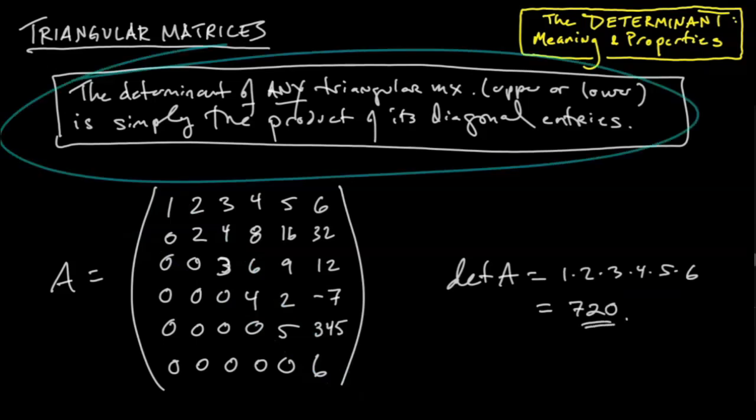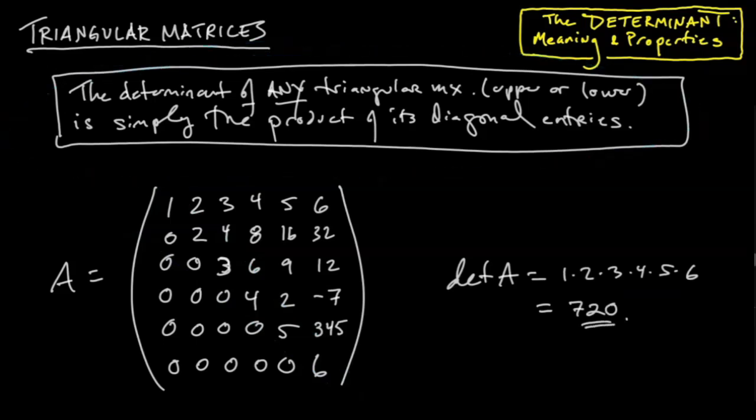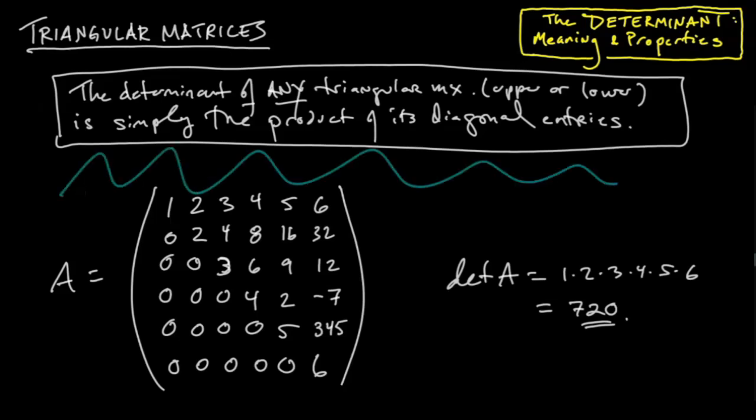Good. And while this might seem like some kind of mere curiosity, it is not. As you will see in the next video, the way we can compute the determinant of any square matrix will depend directly on this result about determinants of triangular matrices.